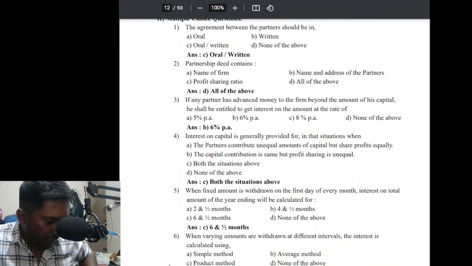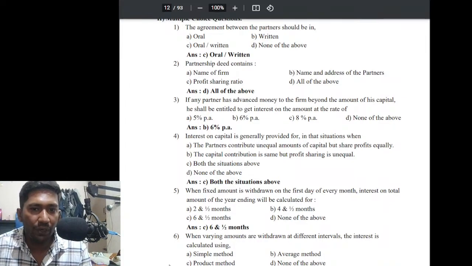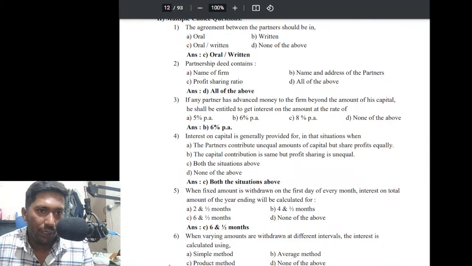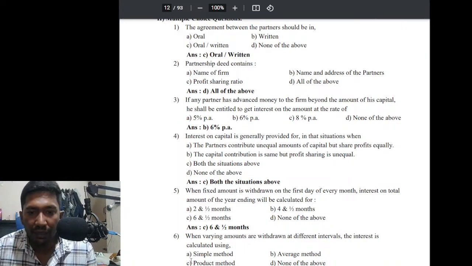So you can just write the name of the firm. Okay. And the next we have is the names of the partners, location of the firm, profit sharing ratio, interest on loan, for example. So many things are there. You can just write 2 to 3 for your 2 mark questions. Okay, guys.